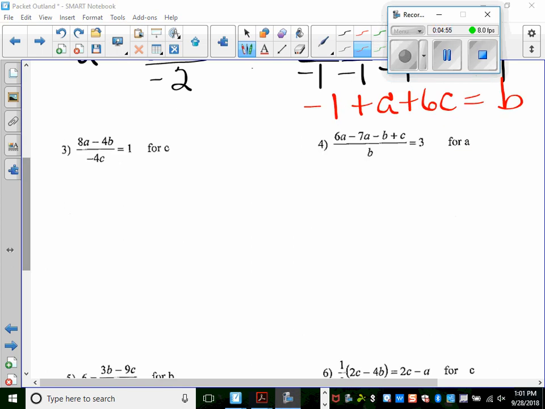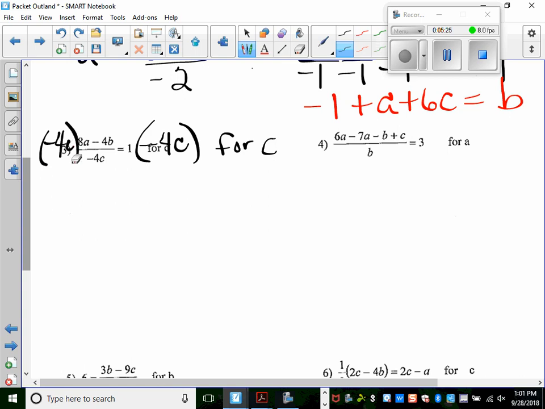And when you have one that's division, this is considered a division bar here. So when you have that division bar, you want to get rid of that denominator first. You don't want to do the plus and minus here first. You want to get rid of that negative 4C divided. So, and we're solving for C. I'm going to put 4C over here because I'm going to write over top of this. All right, so I'm going to multiply both sides by negative 4C. Okay, I did that so that would eliminate the fraction on the left.